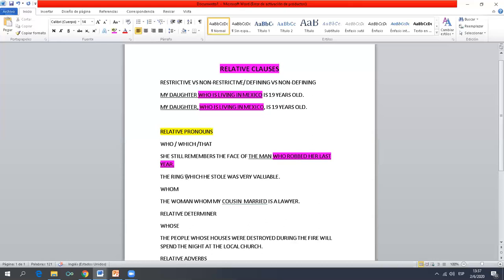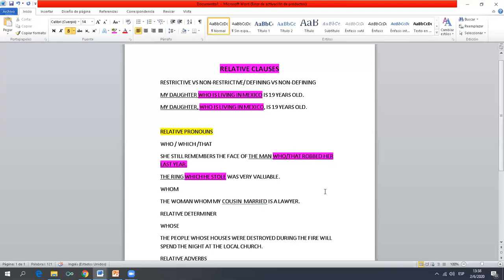The relative clause is which he stole, and the noun phrase that contains this clause is the ring which he stole, which is the subject of this sentence. Now let's look at that. Is it possible to use that in any of these cases? Of course. In fact, I can use that in both cases.